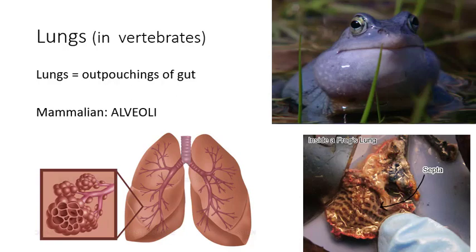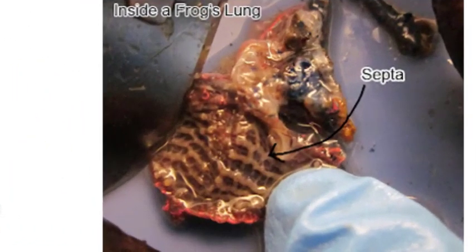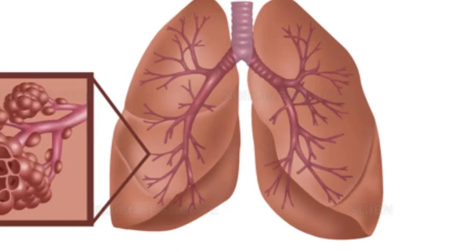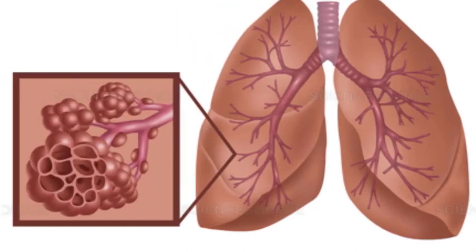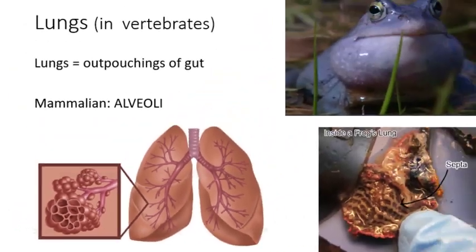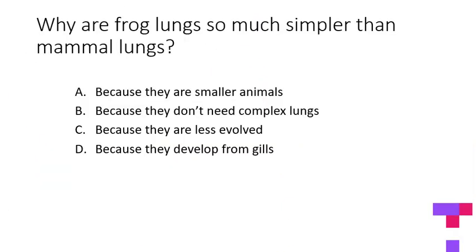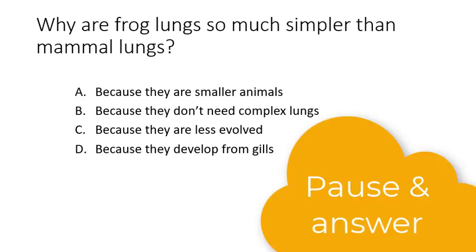The simplest lungs are just pouches, but the more projections or folds, the more surface area for the diffusion of gases. Frog lungs are pouch-like with a few folds. Mammalian lungs are full of microscopic balloon-like structures called alveoli. These structures provide massive surface area for the exchange of gases. Why are frog lungs so much simpler than mammal lungs?